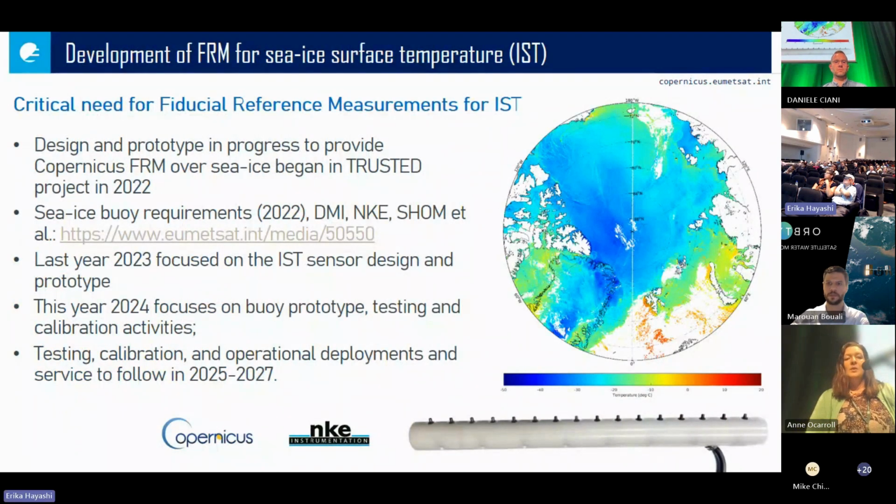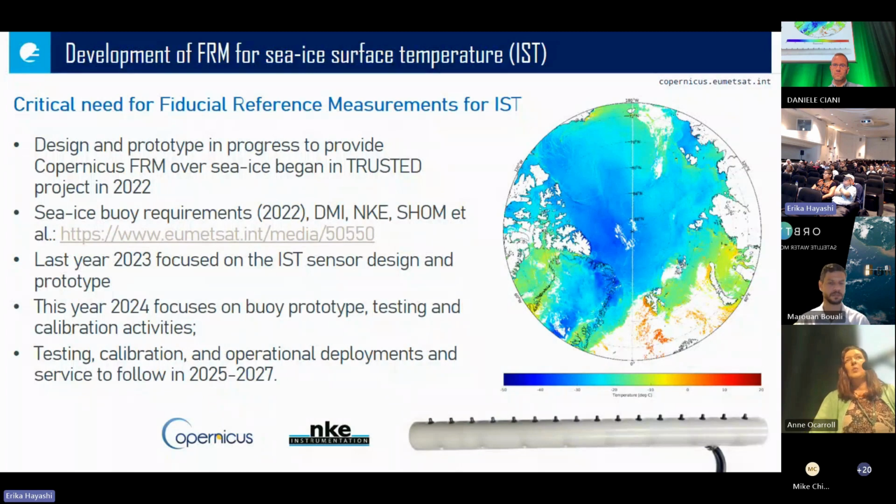So within the Trusted project, we've begun to develop the IST FRM buoys. This is what Steiner was describing earlier. We began on the requirements. They're now available from that link from the EUMETSAT website if you're interested. So last year we focused on the IST sensor design and prototype. So you can see the probe there. It was also in Steiner's photographs. This year we're focusing on the buoy prototype, testing and calibration activities.